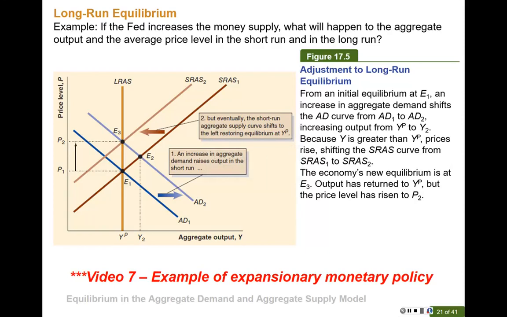Okay, let's study one application of the aggregate demand and aggregate supply model. In this case, we assume the Federal Reserve increased the money supply. So what will happen to the aggregate output and average price level in the short run and in the long run?